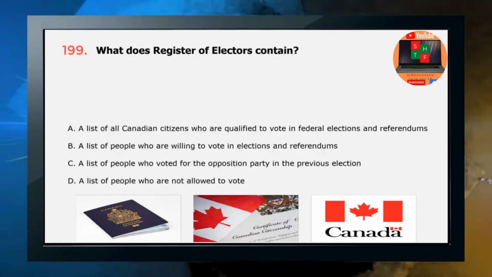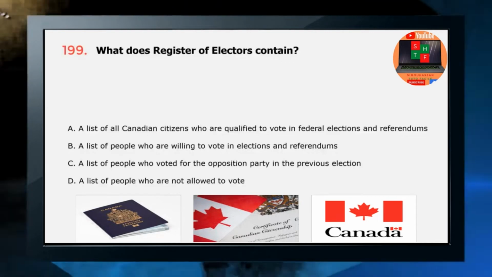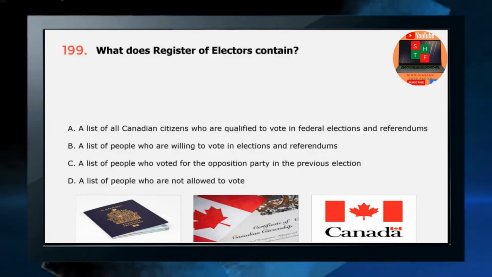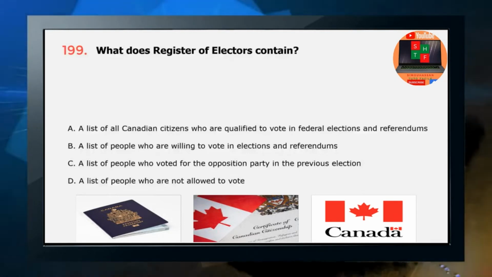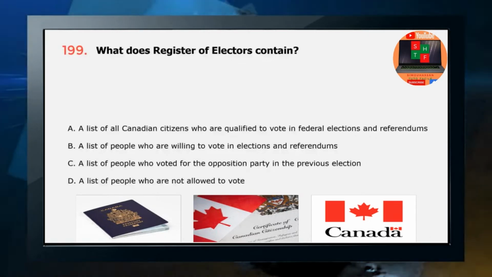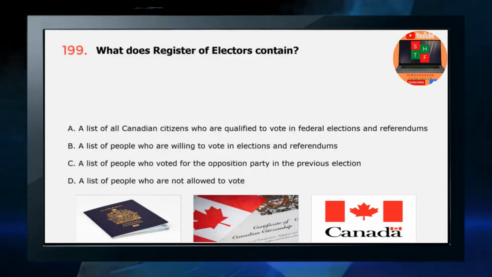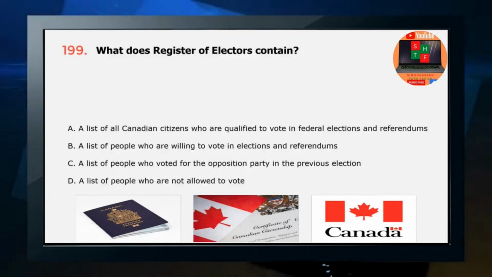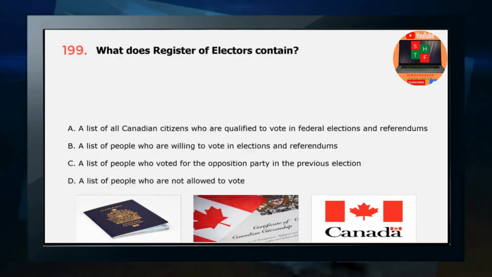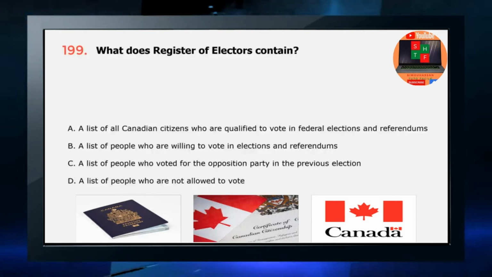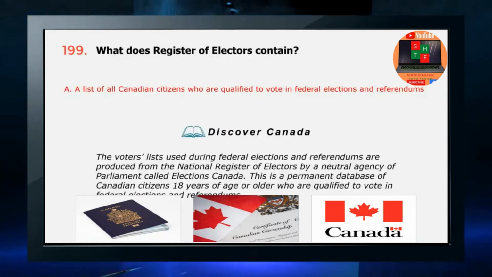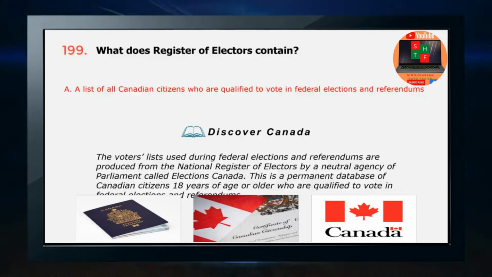Question 199. What does Register of Electors contain? A. A list of all Canadian citizens who are qualified to vote in federal elections and referendums. B. A list of people who are willing to vote in elections and referendums. C. A list of people who voted for the opposition party in the previous election. D. A list of people who are not allowed to vote. The answer is A. A list of all Canadian citizens who are qualified to vote in federal elections and referendums.